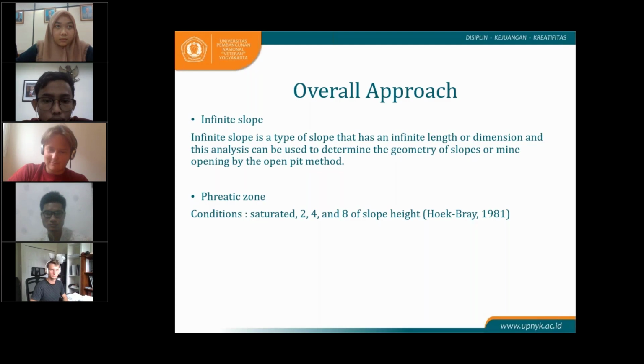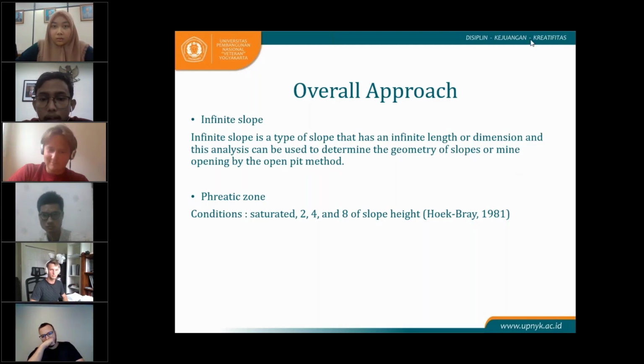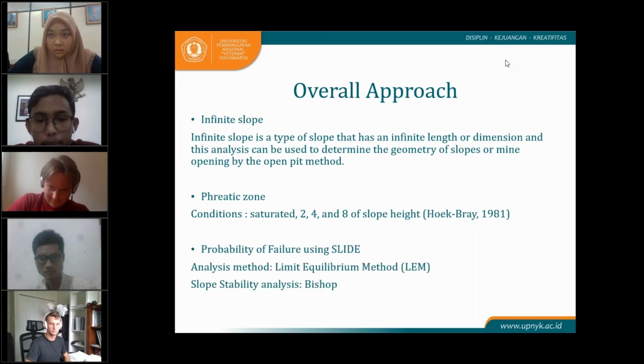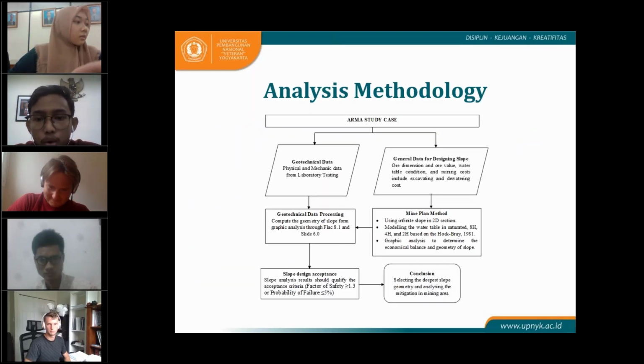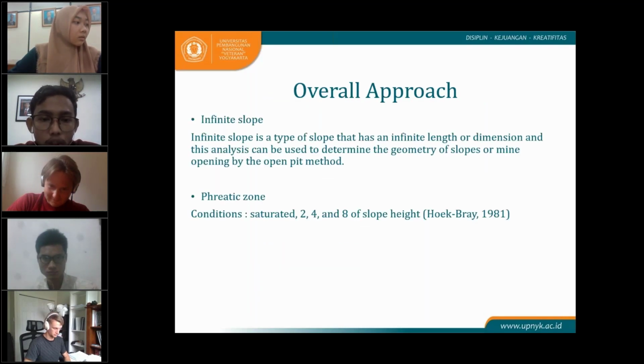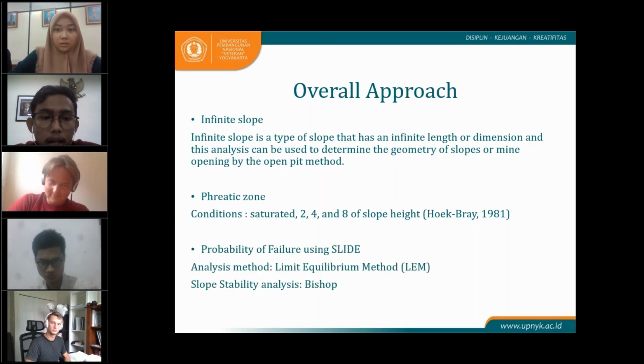The guidelines for the groundwater are no recharge and no groundwater flowing. So the simulation of the phreatic zone can be assumed. This phreatic zone simulation is based on Hoek and Bray 1981 with the saturated condition and partial saturation condition. The partial saturation conditions become 2H, 4H, and 8H.